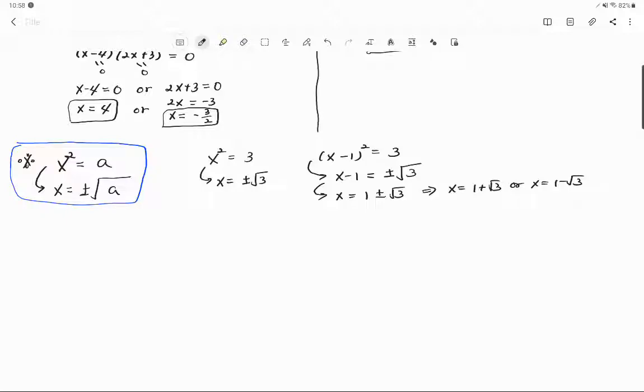Okay, what if x squared is a negative number, like negative 3? Then still the same thing. What we do is remove the power 2, then put plus or minus the square root on the right-hand side. And since the number under the square root is negative, the result is an imaginary number, right? A complex number. Then the result will be plus or minus square root of 3 times i. Do you remember?